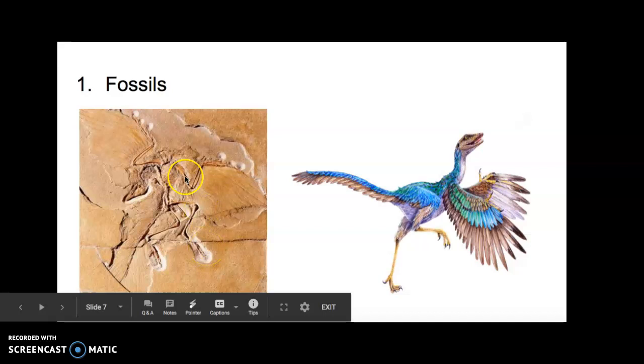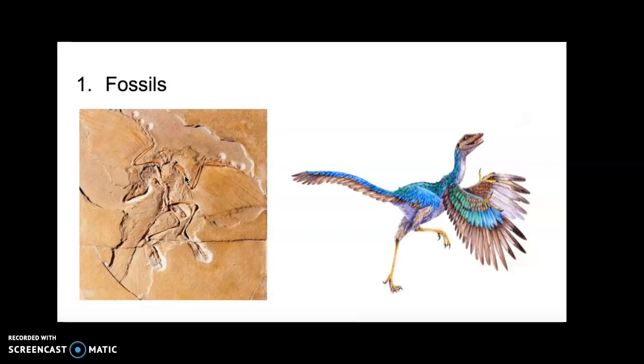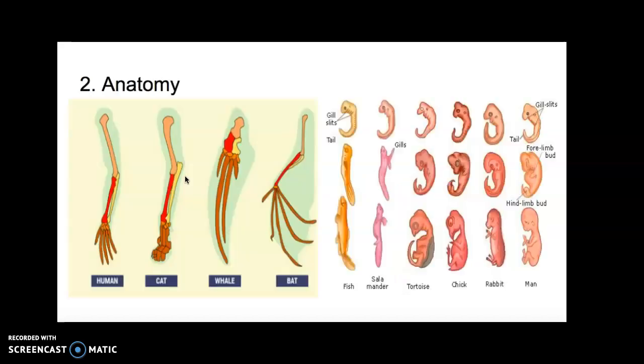that Archaeopteryx was like a transition organism between reptiles and birds. So it's showing the evolutionary history that birds evolved from reptiles. That's some evidence that you can see right there. That's just one type of evidence, fossils.